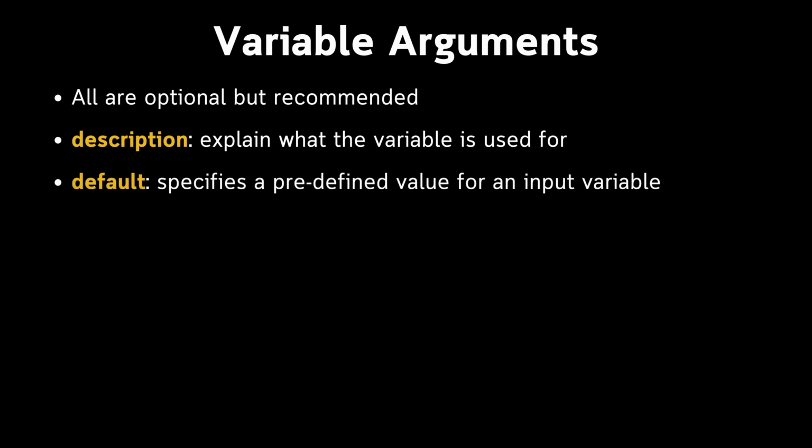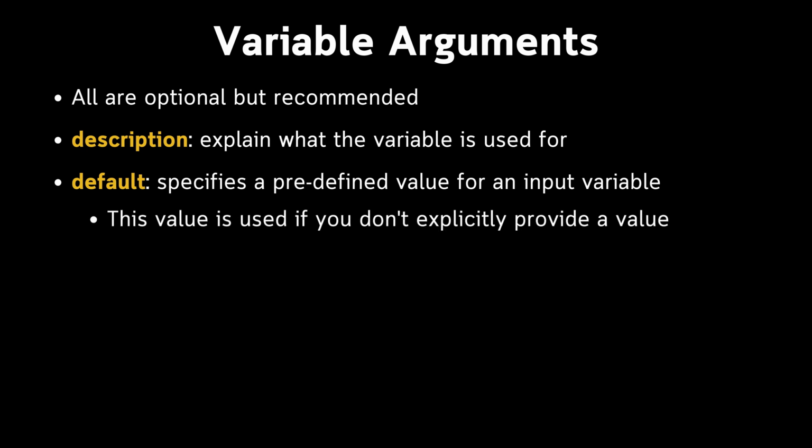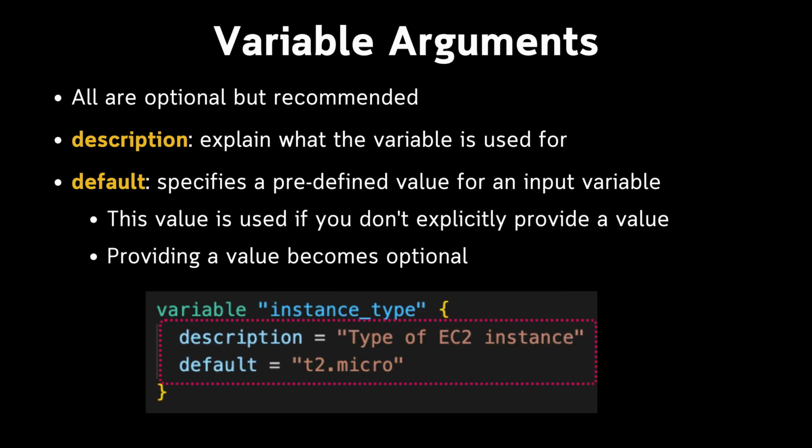Then you have default. With the default, you specify a predefined value for your input variable. This value is used if you don't explicitly provide a value for this variable when you run your Terraform code. It also makes providing a value for your variable optional. This is how a variable with a description and default value defined looks. You have a variable, again, the instance type. We define the description, what that variable is for, and then we have a default value, which is t2 micro.